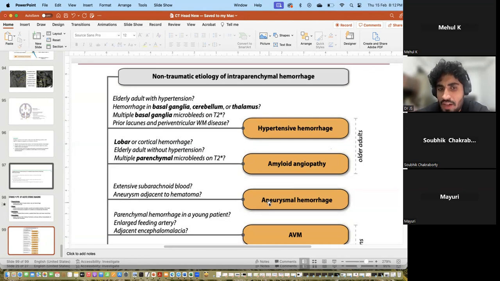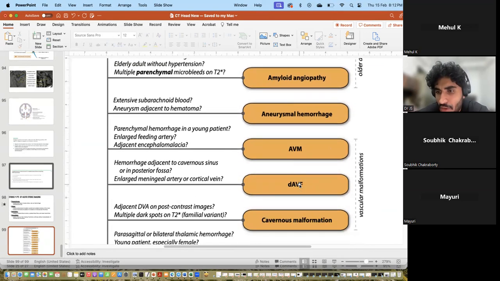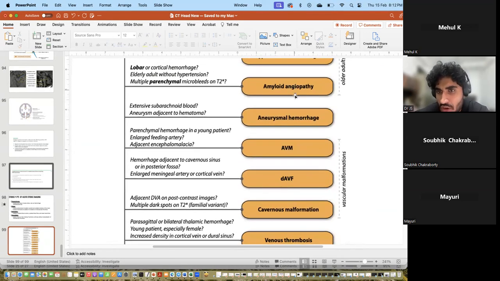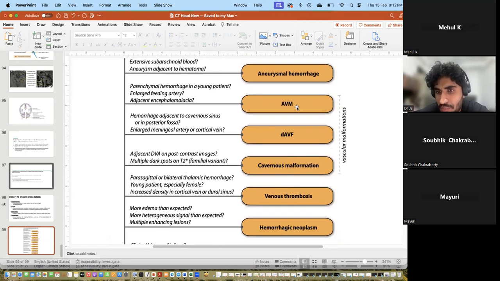Okay, and if we have any extensive subarachnoid hemorrhage or aneurysm adjacent to the hematoma, there can be malformations. Vascular malformations can be aneurysms, AV malformations, developmental anomalies, AV fistulas and other things, where we have hemorrhage adjacent to some vascular structure. In these patients we go ahead with the CT angio, look at the vascular structure, and based on this we come to a diagnosis. There can be arterial or venous ones, so cavernous malformation or AV malformation.